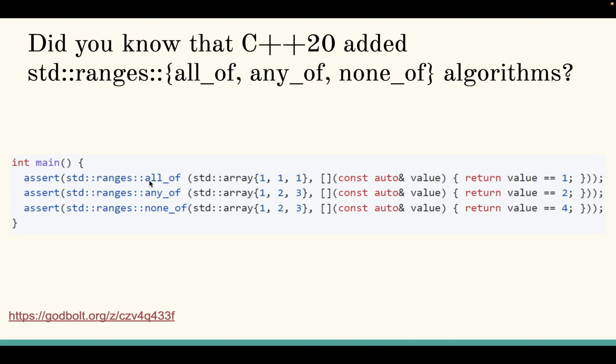For example, in the first line we have all of, and then we passed, let's say, a container. This is an array, and in the second argument we have passed a lambda expression. This is an applier function for all of, and it says if all of the values are equal to 1, then this function will return true.